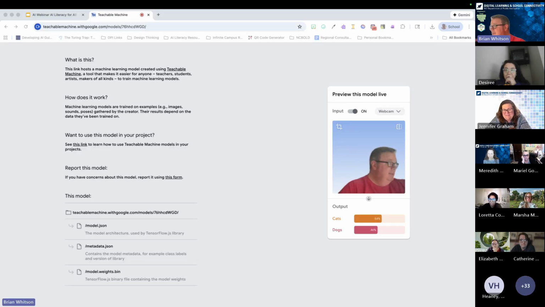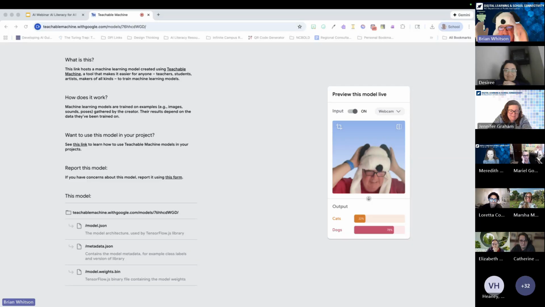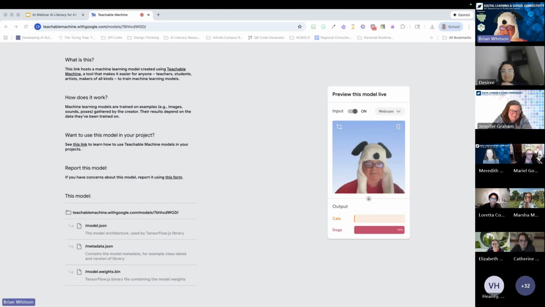Okay, let's try this. Okay. Now it's going to classify me. And so you guys can see I have on a little Snoopy hat, and his ears go up and down, but it's basically a dog, right? And so the question I want to ask you though is to think about what the AI tool just did.